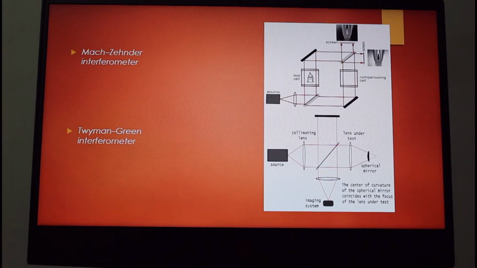So next is the Mach-Zehnder interferometer and the Twyman-Green interferometer. In the case of the Twyman-Green interferometer, there's something written in the image: the center of curvature of the spherical mirror coincides with the focus of the lens under test. So that's written here. I don't want to get into the types of interferometers because it takes a lot of time to explain each and every kind, as each is different from one another. So next we'll see how they work.